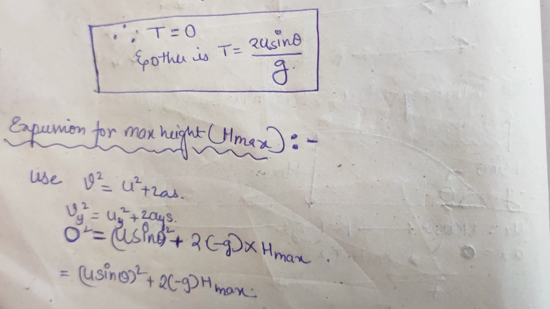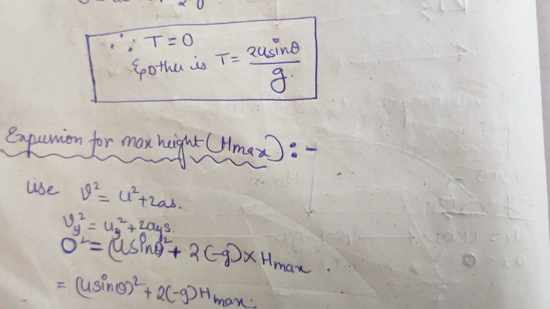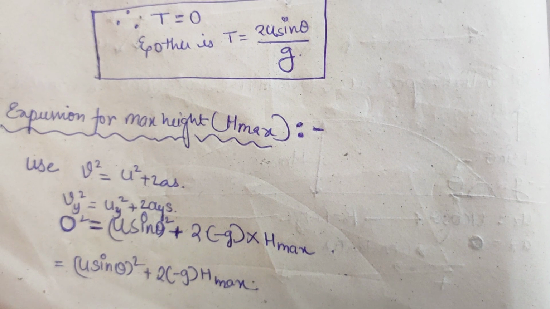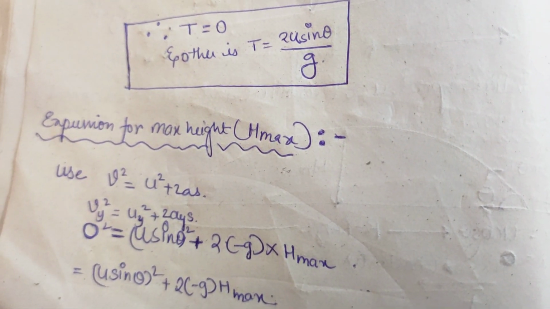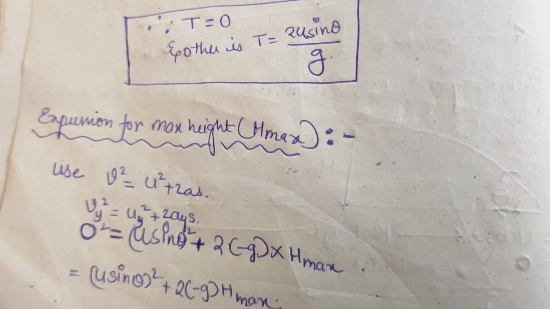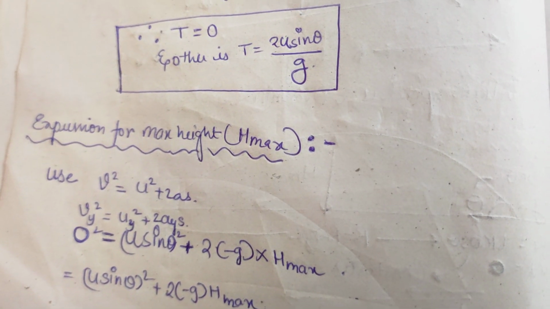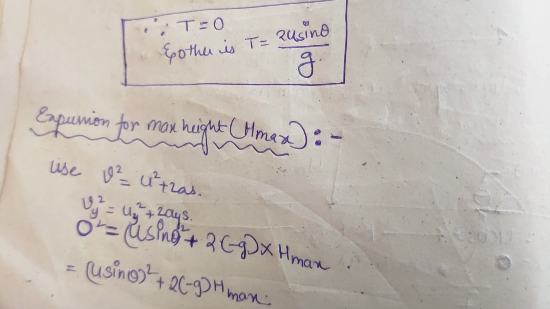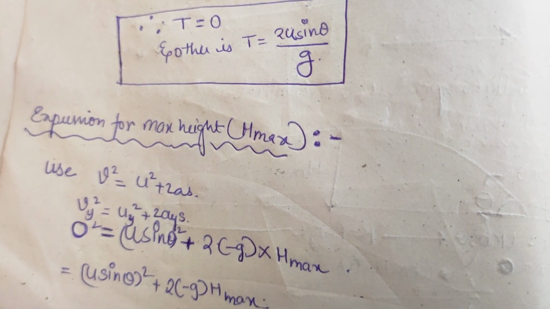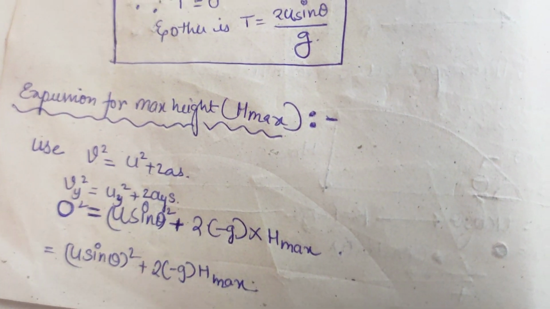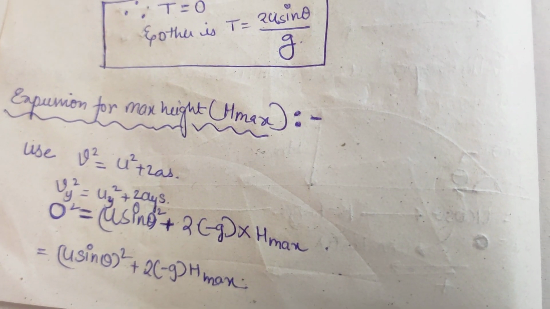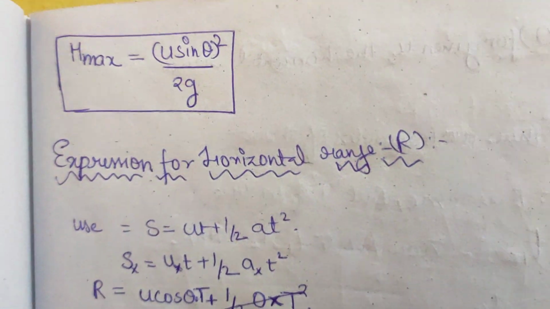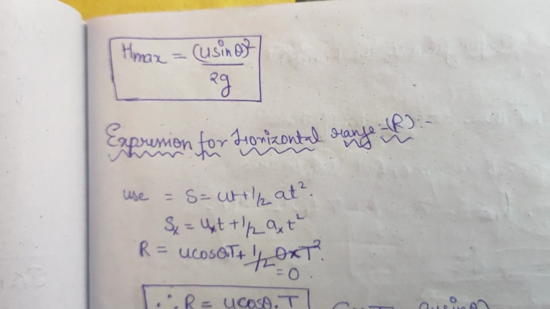Now the expression for maximum height or h max. Use v square equal to u square plus 2as. Vy square equals uy square plus 2ay s. 0 square equals (u sin theta) square plus 2 into minus g into h max. So finally we'll get h max equal to (u sin theta) square by 2g.